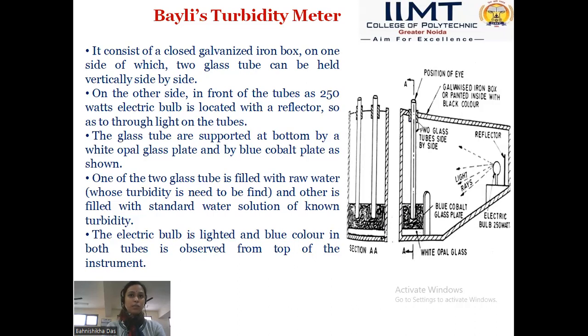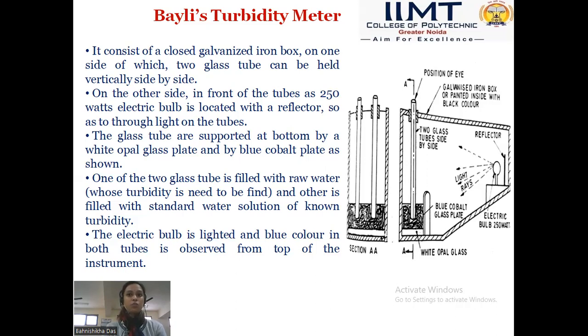These two glass tubes are supported at the bottom by a white opal glass plate and a blue cobalt glass plate. So what happens here is, there are two tubes, right? We will fill both the tubes with water. One tube will be filled with the raw water whose turbidity is to be measured, and the other tube will be filled with the standard water solution whose turbidity is already known to us.